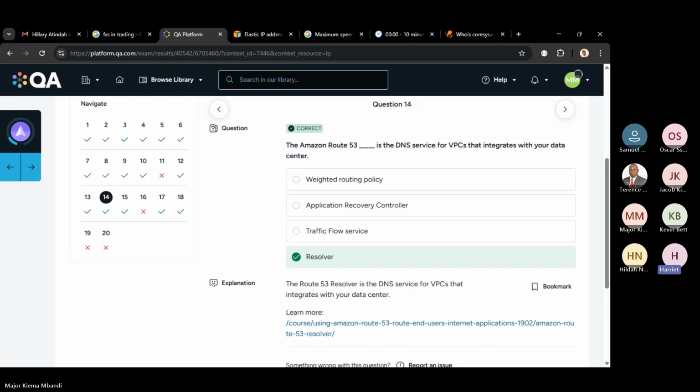Okay. Amazon Route 53 Resolver is the DNS service for VPCs that integrates with your data center. So the answer is Amazon Route 53 Resolver. The Route 53 Resolver is the DNS service for VPCs that integrates with your data center.